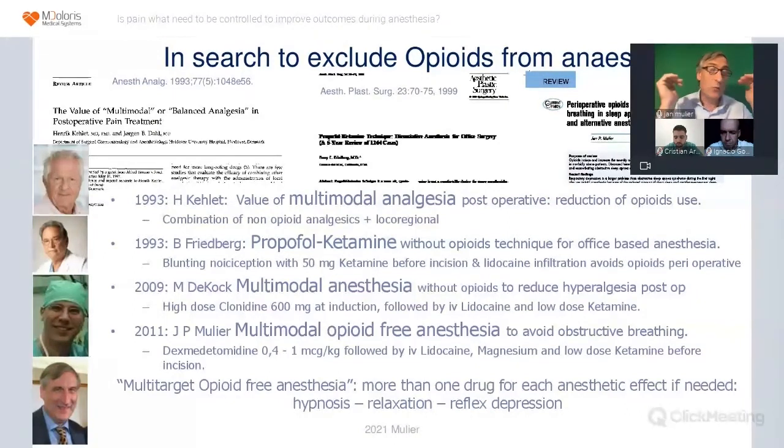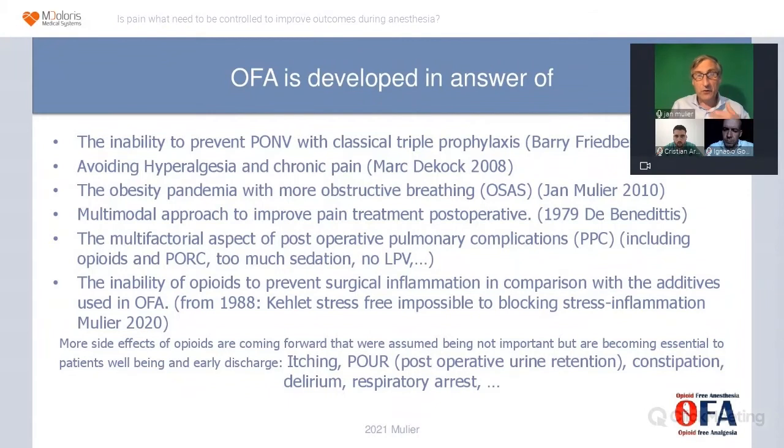You can give opioid-free only with lidocaine, only with magnesium, even at extremely high doses. But if you combine the drugs, you can drop every drug a lot lower. In this way, we call it multi-target, because we use more than one drug for the same target. Now, we have different targets also. We have the hypnosis and the relaxation we'll talk about. It's here about the reflex depression, the depression of the sympathetic system and the inflammatory system.